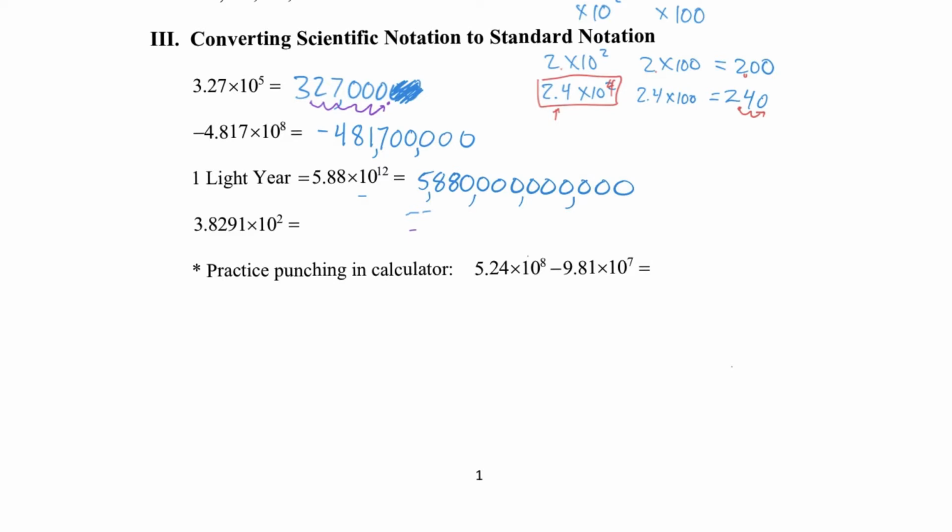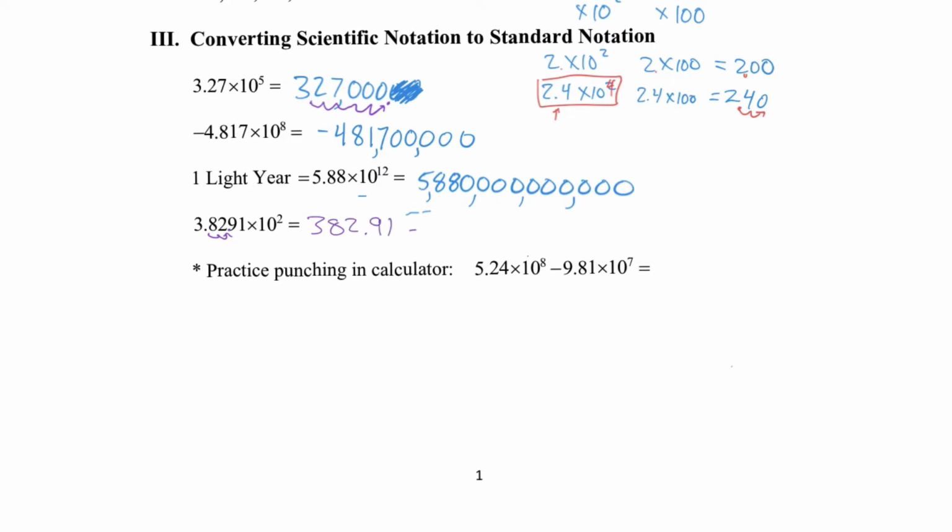Actually, I should do this last one. This last one, I move it how many jumps on this guy? 2. So my final answer is 382.91. Nice. Because sometimes my 2 jumps doesn't get me to the end of the number. It just gets me there. So I have 382.91.